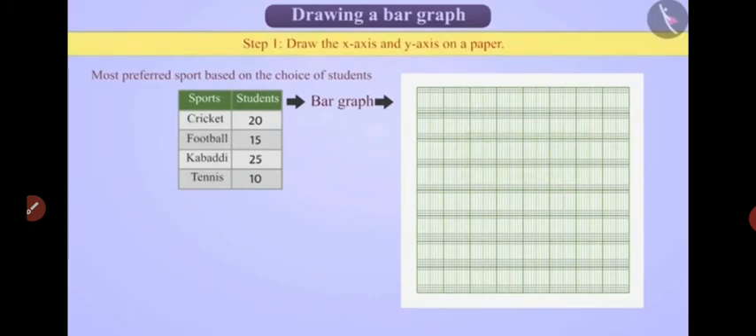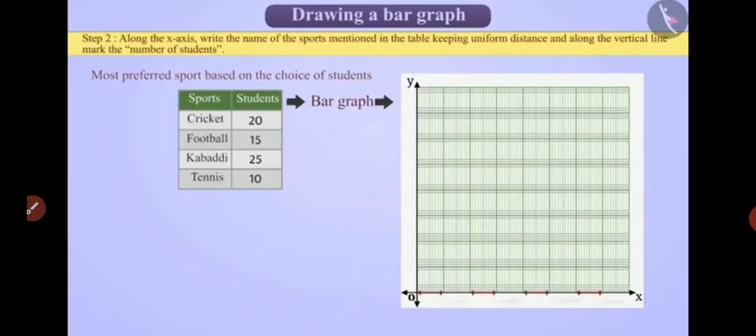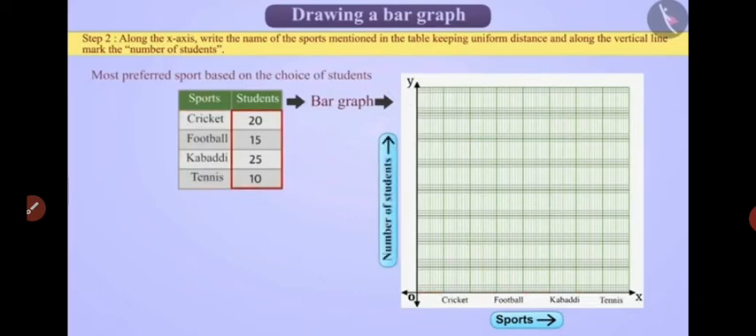Step 1. On a piece of paper, draw two perpendicular lines where line OX is a horizontal line and line OY is a vertical line. Step 2. Along the horizontal line, we will write the names of the spots mentioned in the table, keeping uniform distance, and write spots under it. In this way, we will show the spots on the horizontal line. Similarly, along the vertical line, we will mark the corresponding number of students.